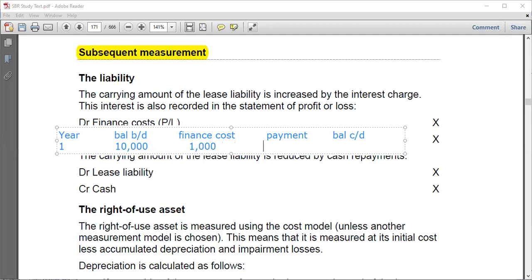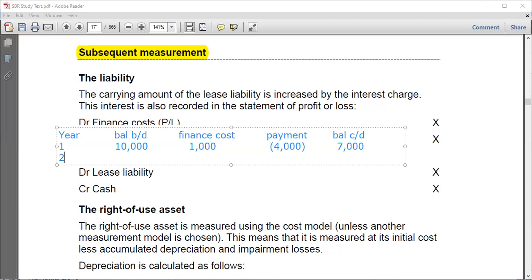And here you have the payment. The payments will have been stated in the terms of the lease. Let's say you have to pay 4,000 at the end of each year, for example. And how much would you remain with at the end of the period? 10,000 plus 1,000 minus 4,000, you remain with 7,000. So 7,000 would be the closing lease liability. Now you go to the second year and do the same thing. The closing balance of the first year was 7,000, and that would be the opening balance of the next year. Okay, you come to finance cost.